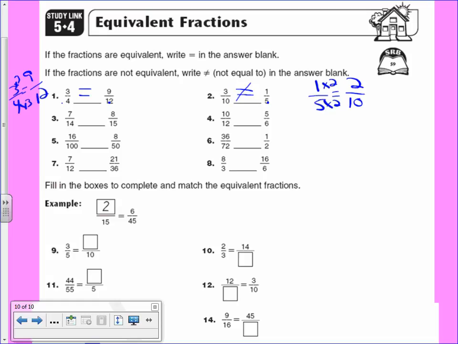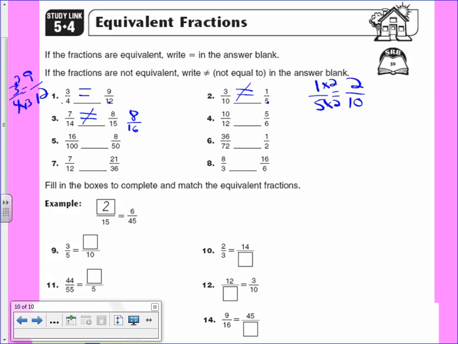Number 3 is kind of interesting. We have 7/14 and we have 8/15. Well, we can kind of look at this one. This one we don't have to find a common denominator with because they're so similar. 7/14, 7 is exactly half of 14. So let's take a look over here. Is 8/15 equal to half? Well, we know it's not because 8/16 is equal to half. So we automatically know this one is not equal to each other.